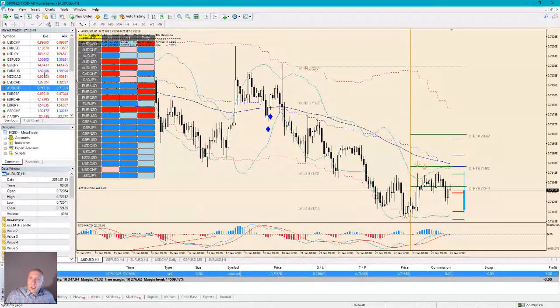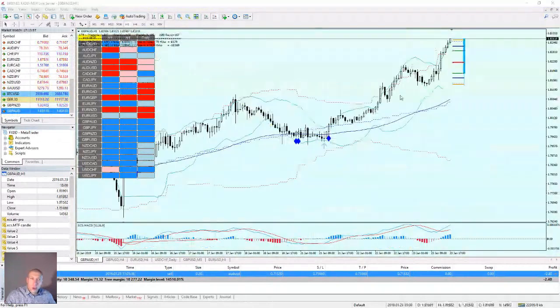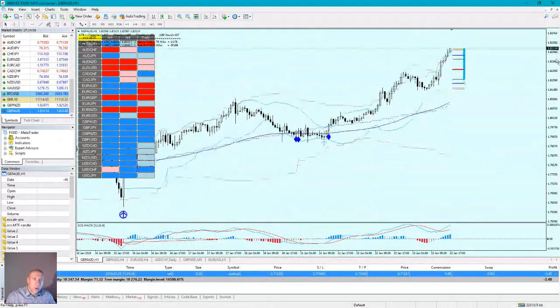Daniel is asking about the GBP Australian dollar. Okay, let's see the GBP Australian dollar. Oh yeah, huge uptrend here. You see, this was a signal to go long. But as I'm saying, for these guys, you really need now to trade counter trend.